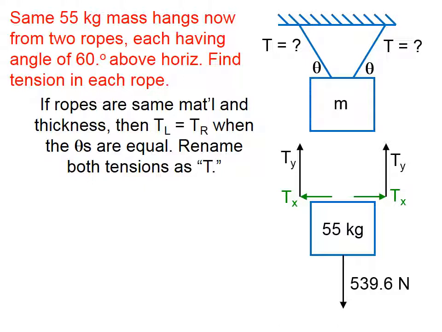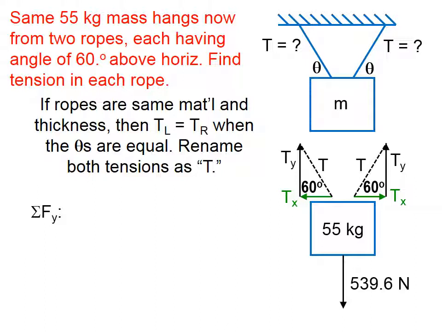Now you can see that in the x direction, if these tensions are the same, then this leftward pulling T sub x and this rightward pulling T sub x are exactly going to cancel each other. But the T y components are going to somehow be related to this weight, 539.6 newtons. Let's sum the forces in the y direction, in the up and down direction.